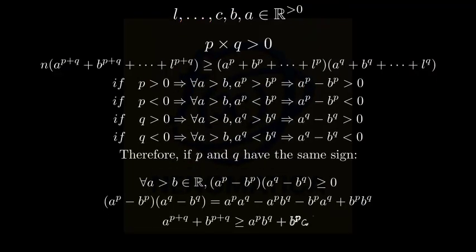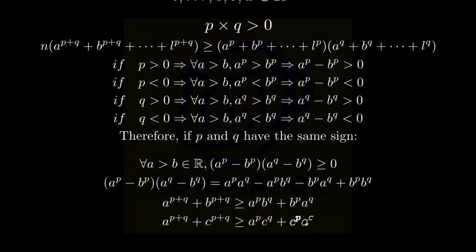Rearranging, we get a to the power of p plus q plus b to the power of p plus q is greater than or equal to a to the power of p times b to the power of q plus b to the power of p times a to the power of q. We can extend this inequality to include more terms. For instance, we can derive a similar inequality.